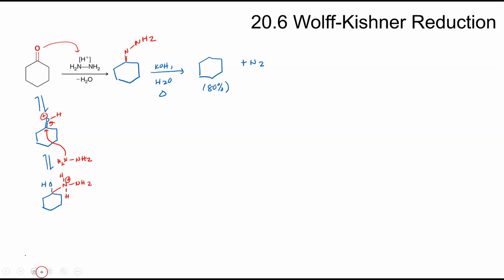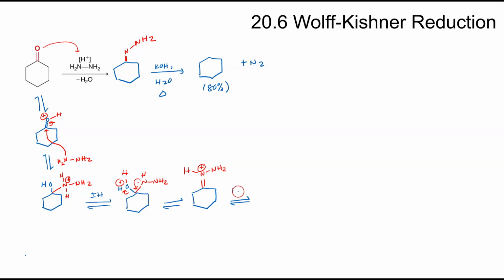That N is positive because it's got four bonds. We can do a proton transfer, so one of the hydrogens from the nitrogen can go onto that OH. That's now our leaving group. This will form the double bond to nitrogen. You get a proton transfer. That's going to get picked up. And now we have that intermediate.